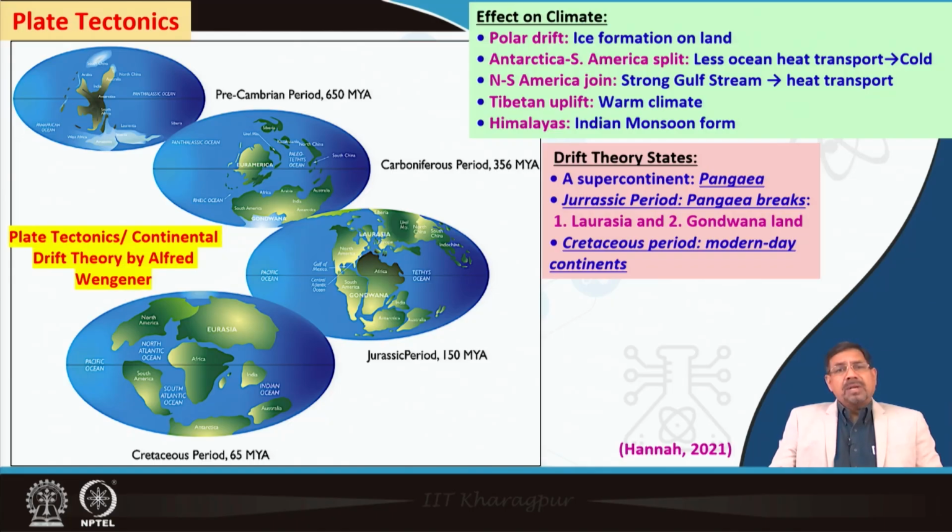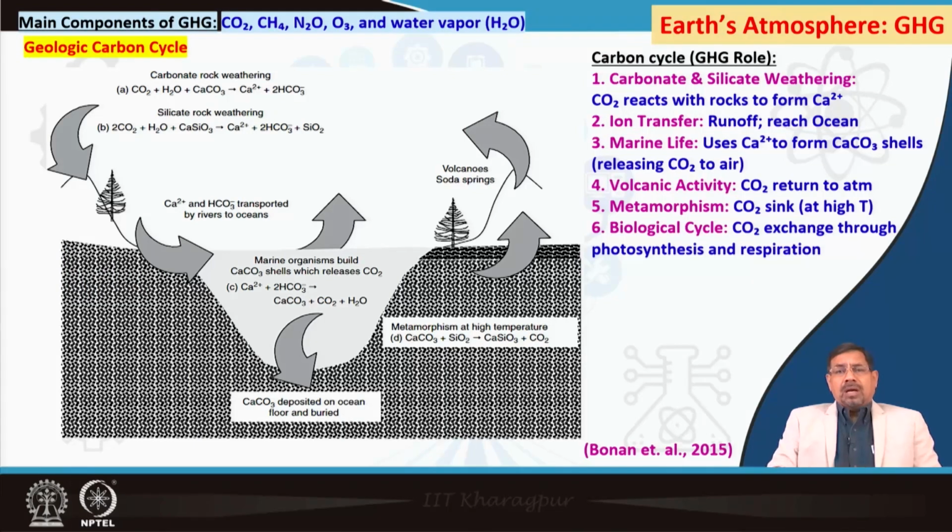These figures have been taken from Hanna's book published in 2011 that explains climate change biology. Now we will take a look at the greenhouse gases. Friends, all of us know the water vapor, carbon dioxide, methane, nitrous oxide, and many others.